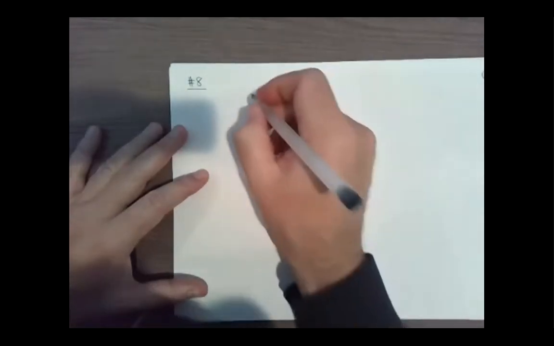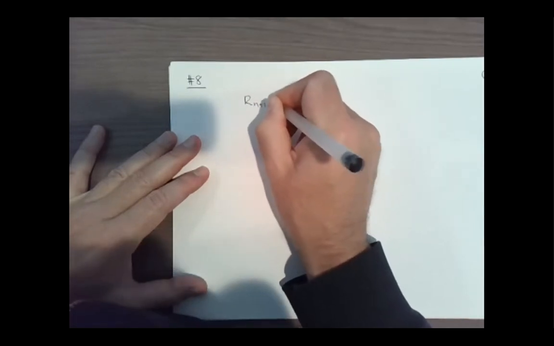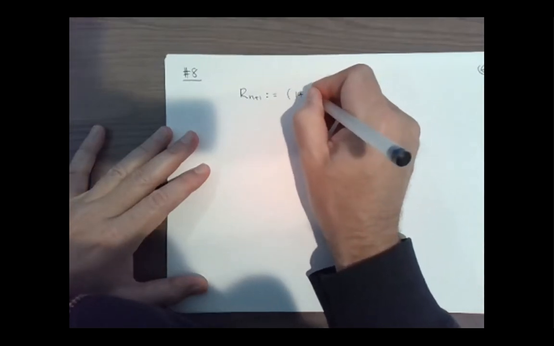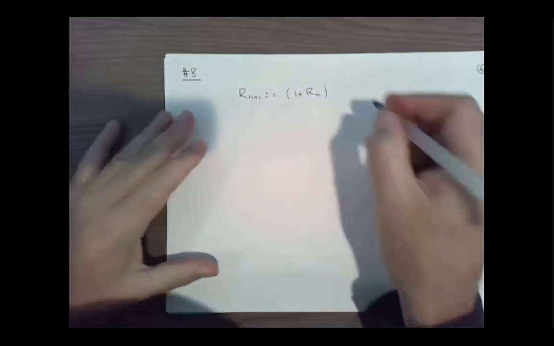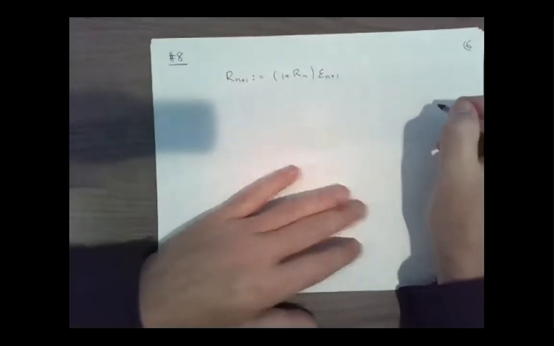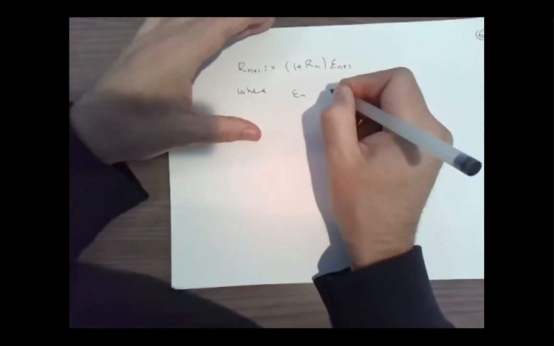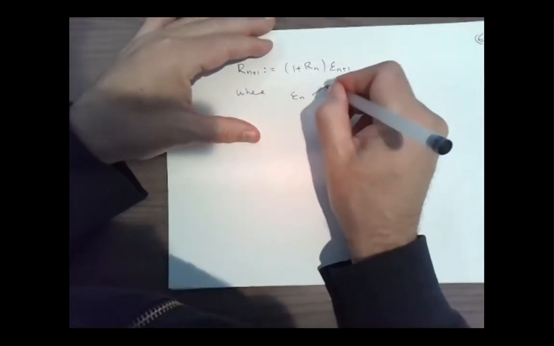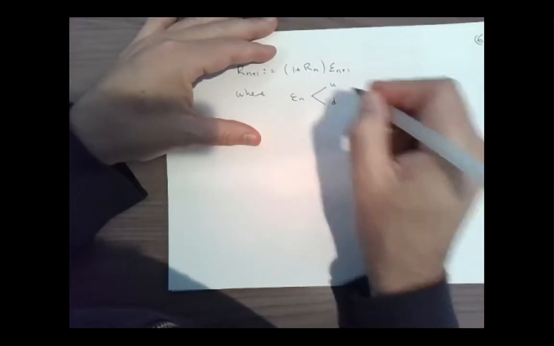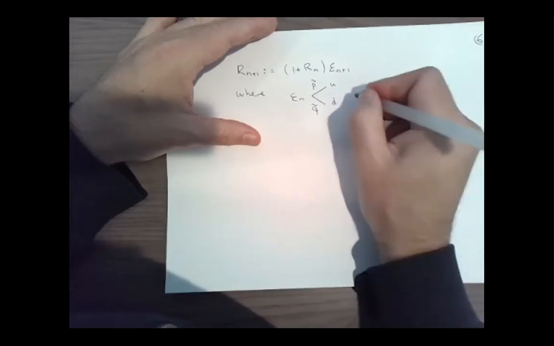So we have a model for the interest rate. R_{n+1} is defined to be (1 + R_n) times these epsilons, where the epsilon_n are IIDs, the coin flips: you go up to U, you go down to D, with probabilities P tilde and Q tilde, and they are IID.